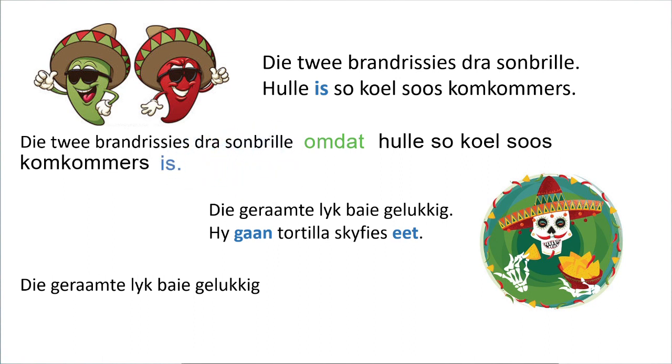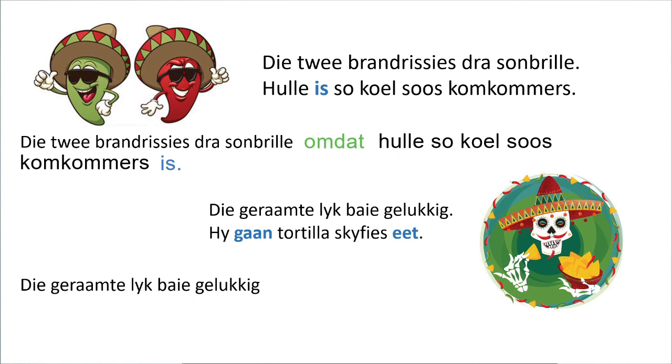Notice how the is has moved to the end of the sentence because omdat and all the conjunctions in group 3 don't like the first verb, so it needs to move as far away from the conjunction as possible, which you can't go further than the end of the sentence.